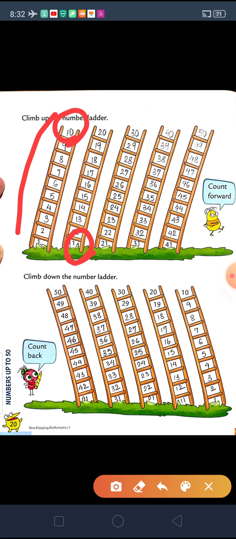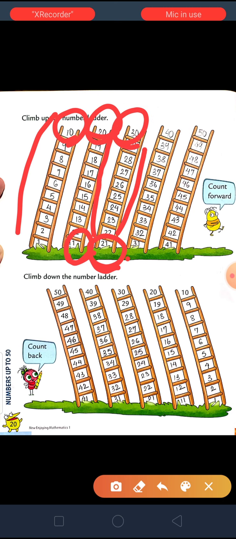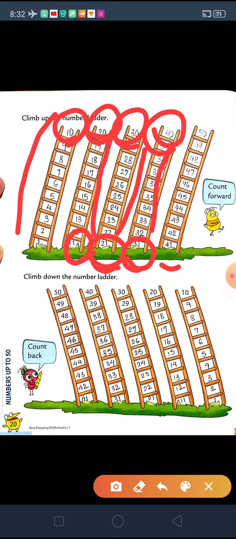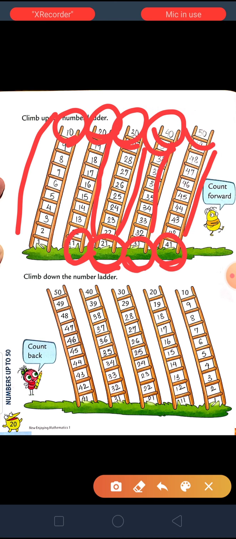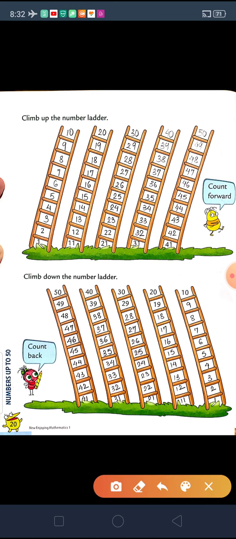Now 11 again they have given. When you start writing from 12, you will climb up to 20. Again you will start from 21, you will climb up to 30. Then you will start from 31 and climb up to 40. When you start from 41, you will climb up to 50. So like this you have to count forward and go on writing the numbers. So this you will do at home.